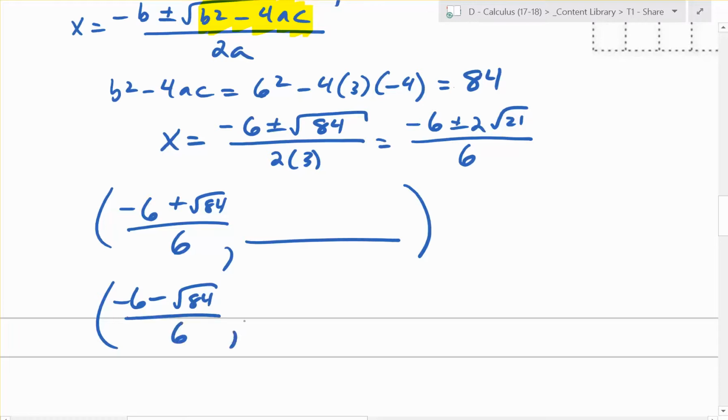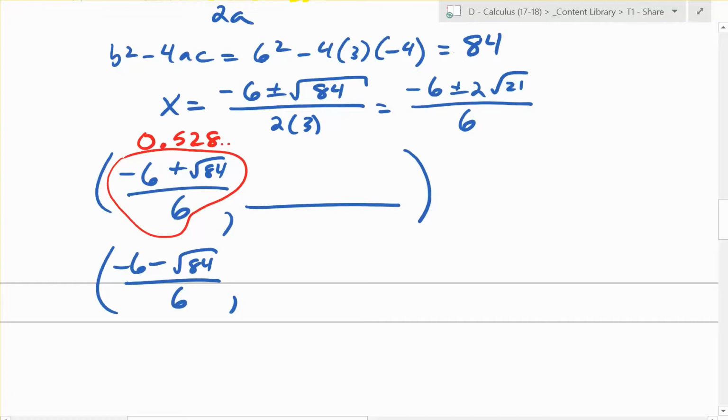Now you can change these to decimals if you want to. If you do the top one right here, the decimal form is 0.528. It goes on, but you can stop after 3. And then the bottom one right here in decimal form is negative 2.528.